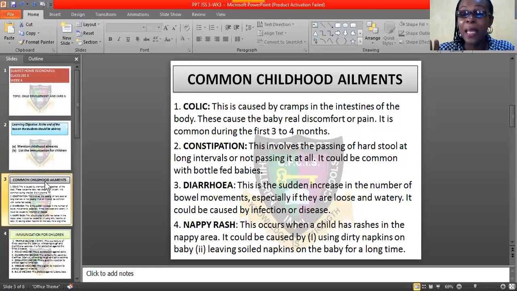Another one is napkin rash, or otherwise you call it diaper rash, because in the olden days we used napkins. So if you leave the napkin on for a long time, when the baby has wet it with urine, on the butt of the baby it will cause a rash, a kind of prickly or reddish rash on the buttocks of the child. And it will make the child so uncomfortable, making the child cry often.